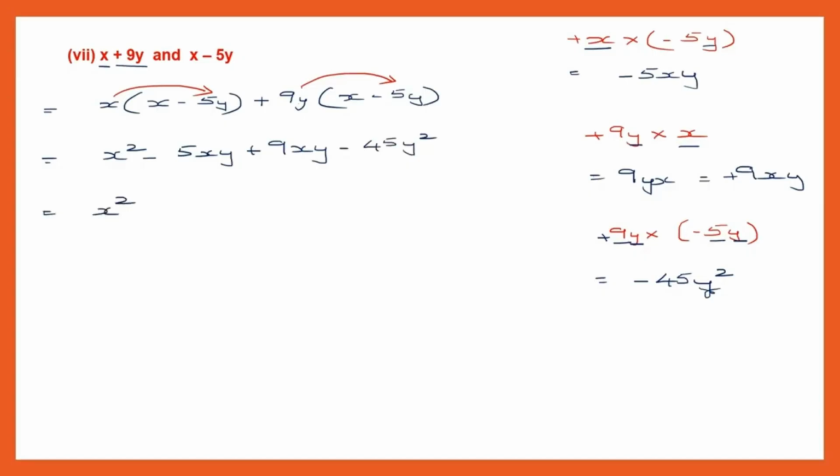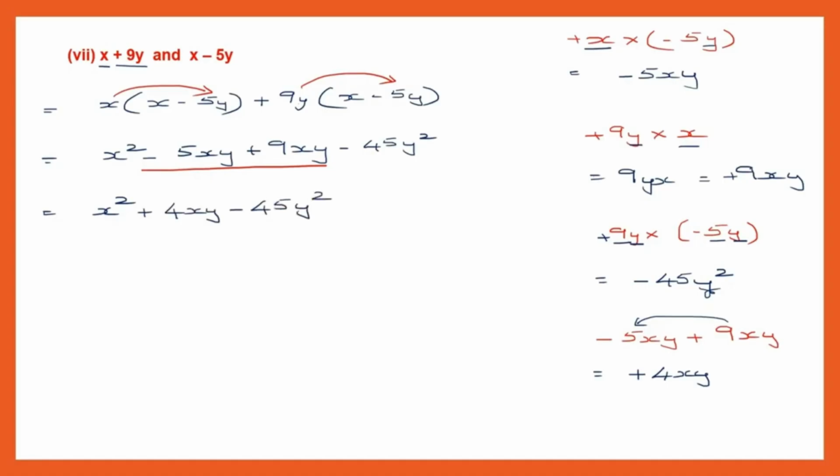And here we have two like terms, minus 5xy plus 9xy. This is not multiplication. So when signs are different, put the sign of the bigger number and subtract: 9 minus 5 is 4, and we write xy. We can do this only because they are like terms. Both have xy. So this will be plus 4xy, and what is left is minus 45y square. The final answer: x square plus 4xy minus 45y square.